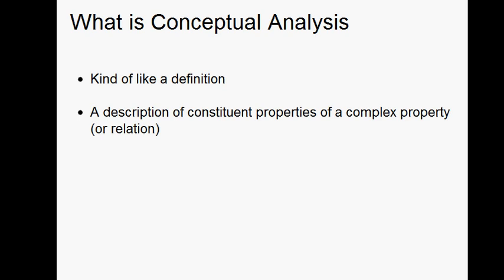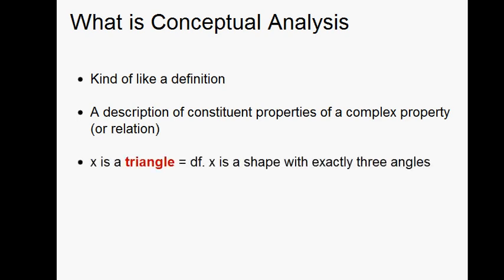So you've got some complex property, and you might think whenever that complex property is had by something, really what's happening is that thing has a lot of simpler properties, sort of all together in some kind of relationship. Both of these points will be clearer with an example. So take this. This is the standard form of an analysis. X is a triangle, is defined as X is a shape with exactly 3 sides.